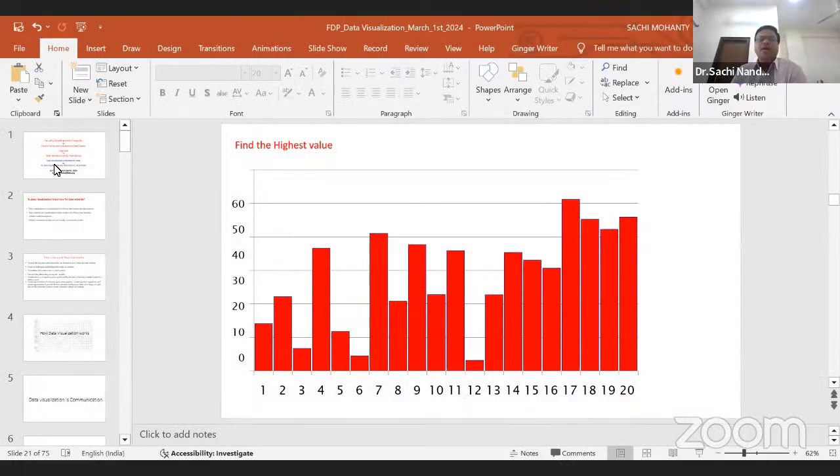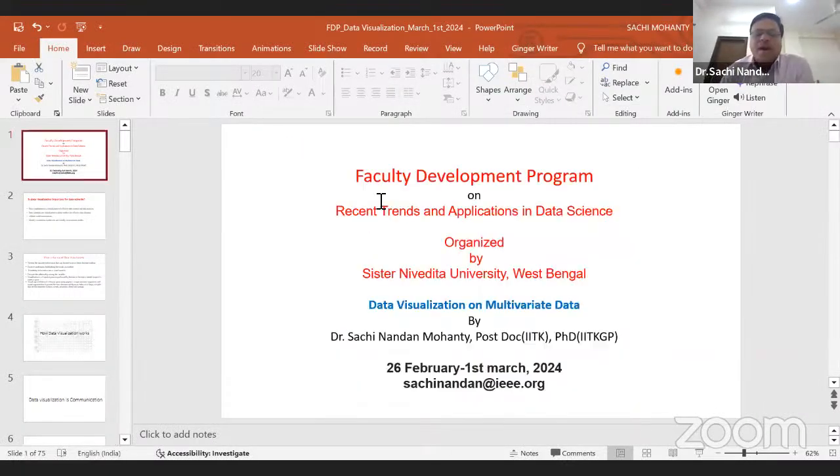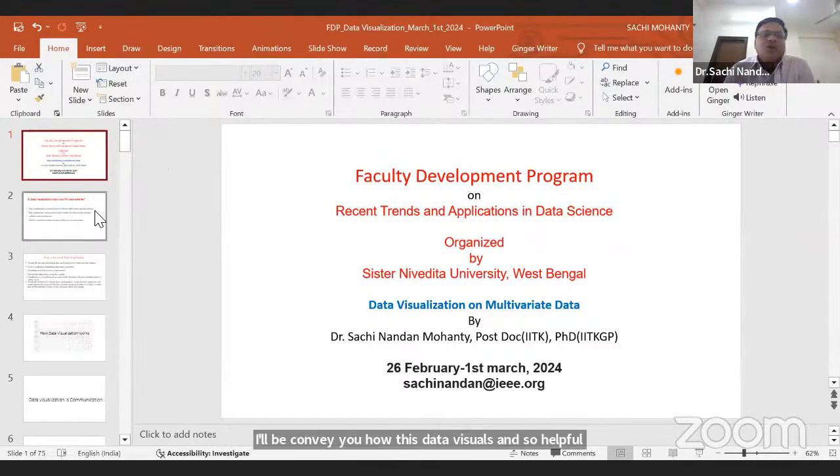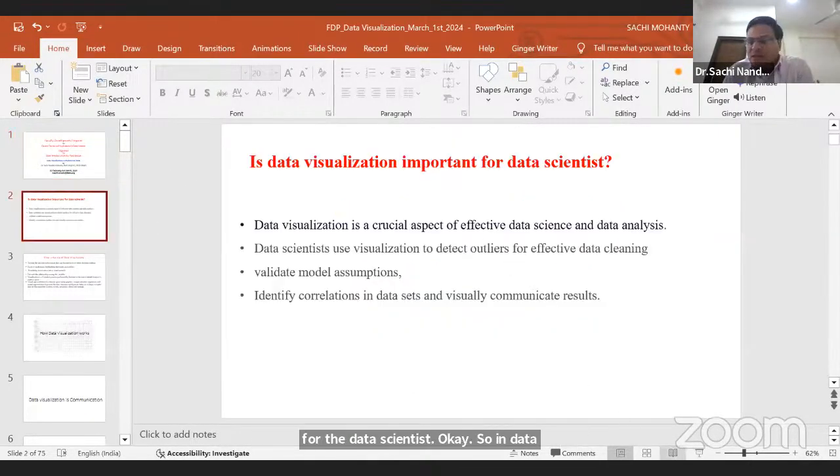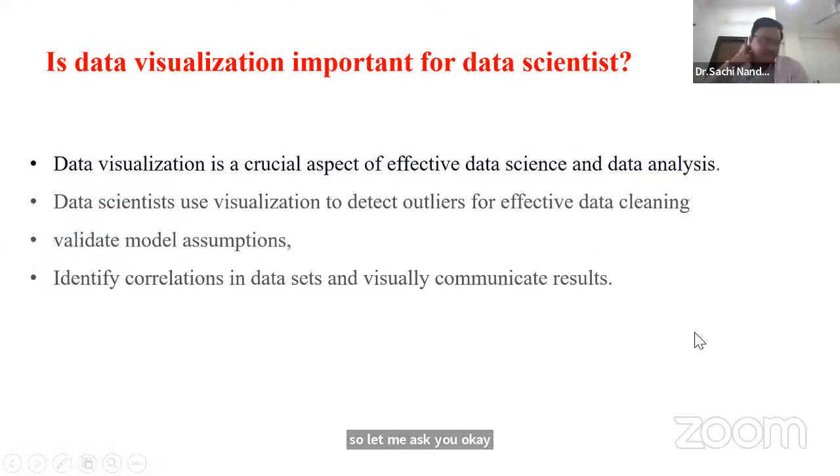As I already told you, I have delivered two parts. In the first part, I will convey how data visualization is helpful for the data scientist. So in data visualization, let's ask: why is data visualization important for data science? What is the need of data visualization for a data scientist?